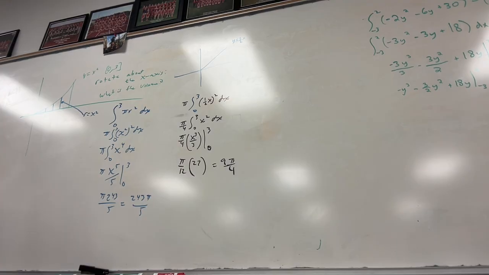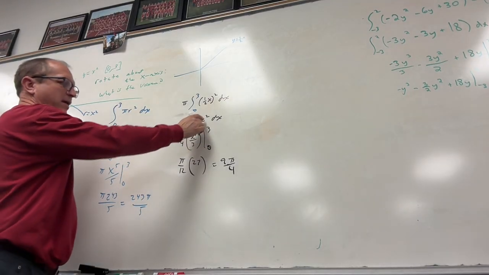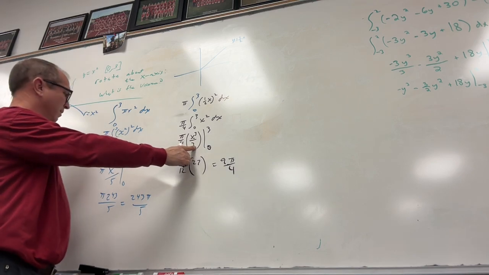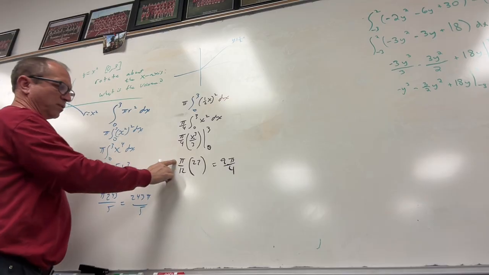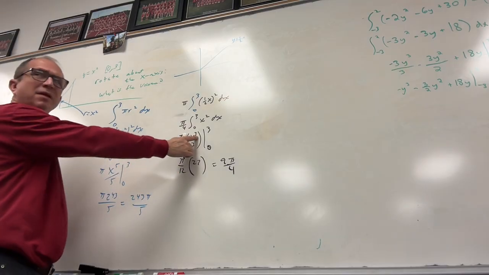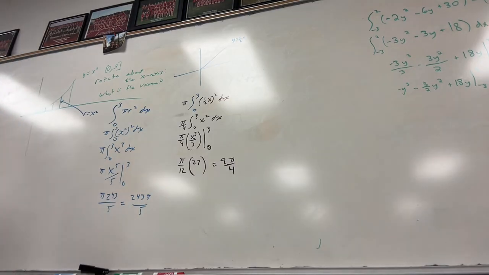How'd you get 5 or 12? I had this 3 in the denominator here because it's x cubed over 3. So pi over 4 times 1/3 is pi over 12, so it's just x cubed at that point. 3 cubed is 27, yeah. Why'd you take it out? Say that again. Why'd you take it out?